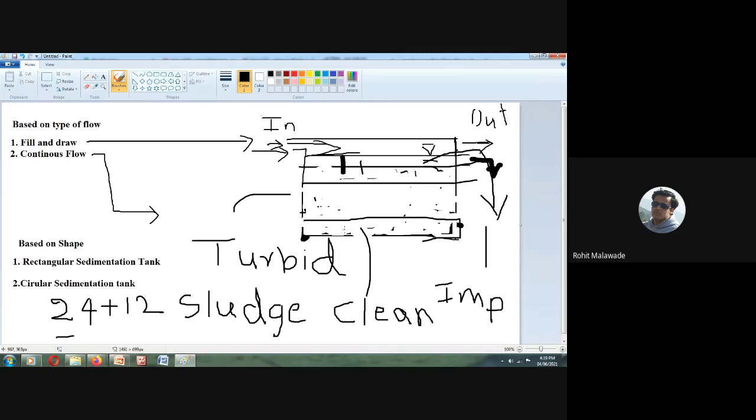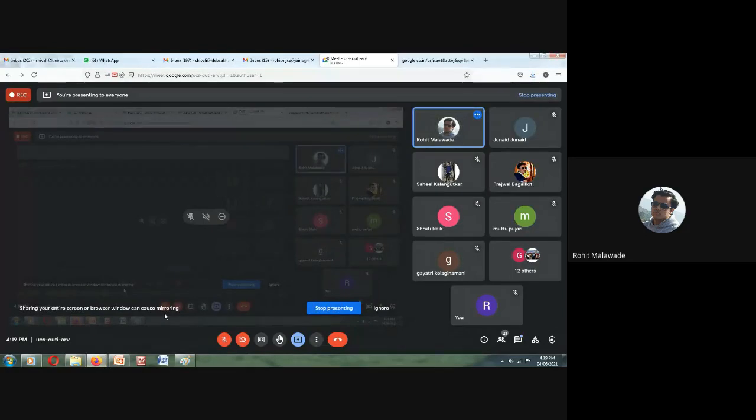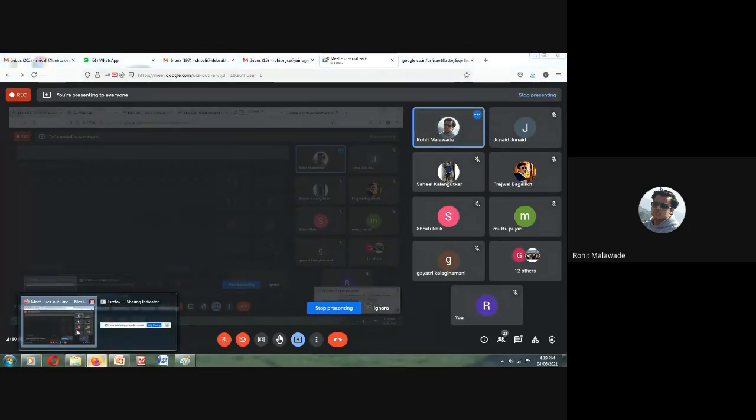Why do we call it fill and draw? Fill, we are going to fill it. We wait for the particles to settle down at the bottom, and then we will be drawing the supernatant water and sending it for further treatment. So that is the reason why we call this the fill and draw type of water treatment.